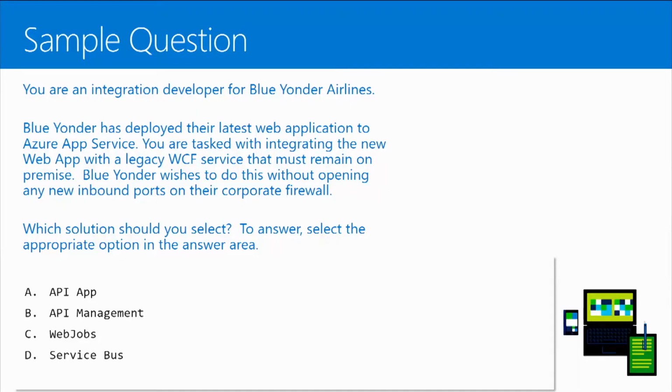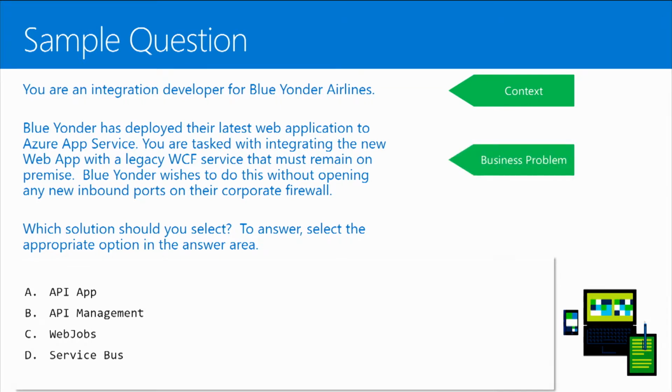So let's look at another sample question. Here you're an integration developer for Blue Yonder Airlines. That's your context. Blue Yonder has deployed their latest web application to Azure App Service. You are tasked with integrating that new web app with a legacy WCF service that must remain on-premise. Blue Yonder wishes to do this without opening any new inbound ports on their corporate firewall. So your goal here is, which solution should you select? You have to select the appropriate option in the answer area.